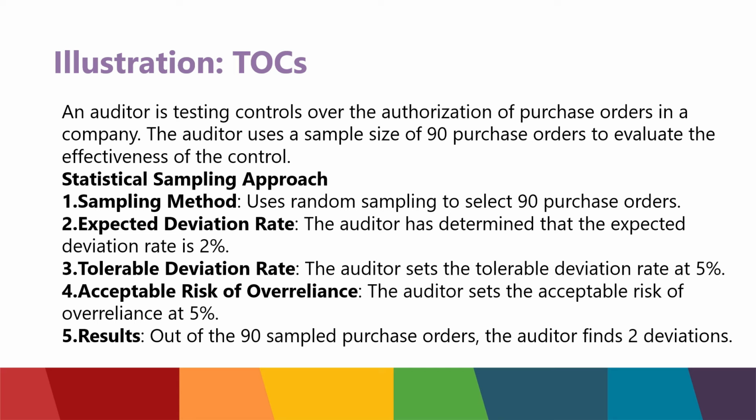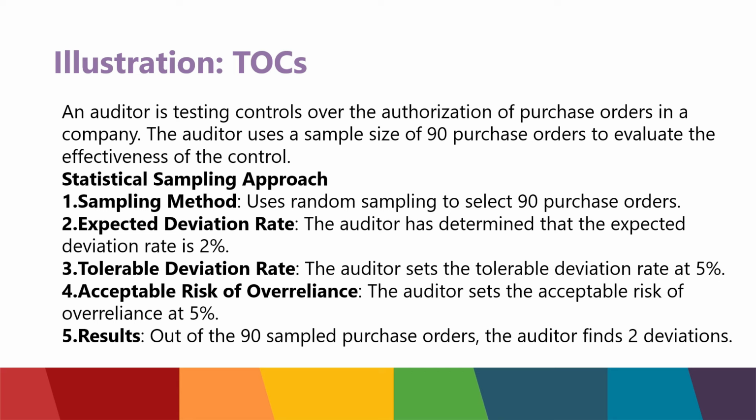So an auditor is testing controls over the authorization of purchase orders in the company. So the characteristic that the auditor wishes to test is the authorization of the purchase orders. Therefore, if the auditor finds a purchase order that is not authorized, then the auditor will consider that one as a deviation. Now, the auditor uses a sample size of 90 purchase orders to evaluate the effectiveness of the control. Now, if the auditor is using a statistical sampling approach, then we could already assume that the sample size of 90 is computed by the auditor using perhaps a sample size calculator or using a sample size table.